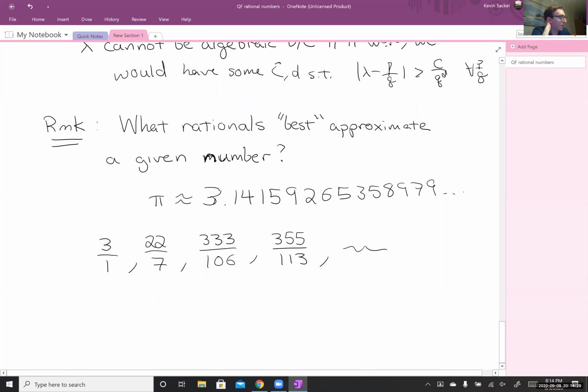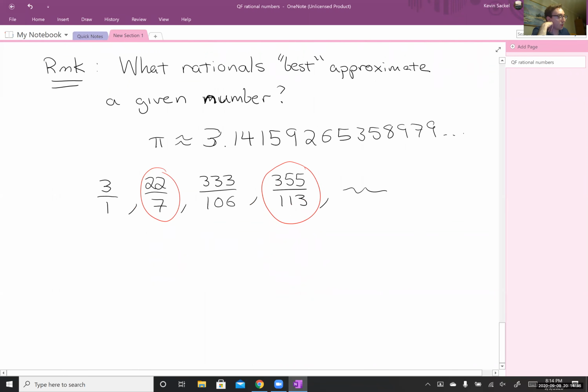And in particular, 22/7 is a very good approximation, like better than it deserves to be. 355 over 113 also is a ridiculously good approximation. And let me give you some sort of intuition for why that is. So, in the first case, what is the first approximation?